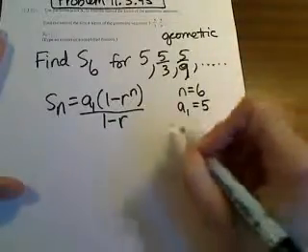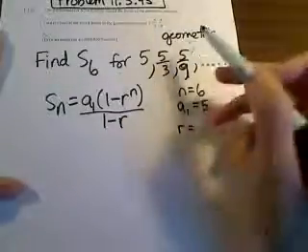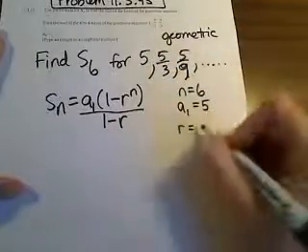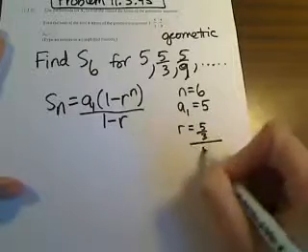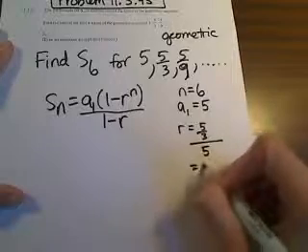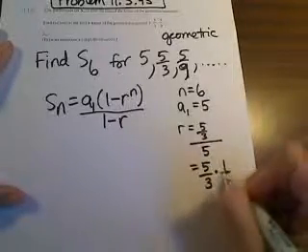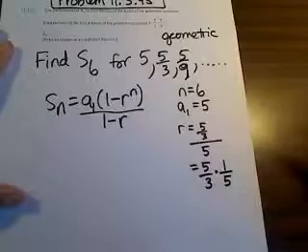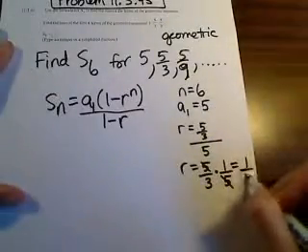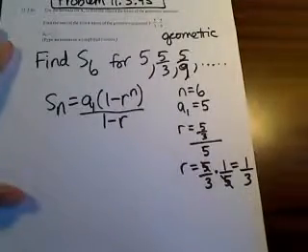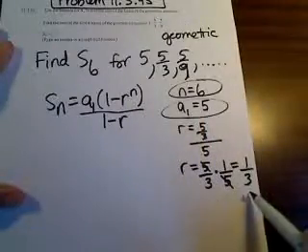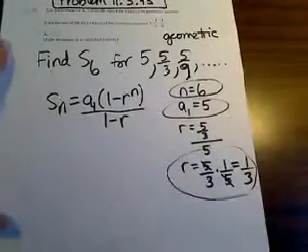And r, in any instance when you're talking about a geometric sequence, you're just going to take the ratio of two consecutive terms. So I'm going to take 5/3 and divide by 5. And when I take 5/3 and divide by 5, that's actually the same thing as multiplying by 1/5. And so these 5s would cancel right here, and we're looking at r equaling 1/3. Okay? Alright, so now I have these three pieces, and I can plug those into my formula.